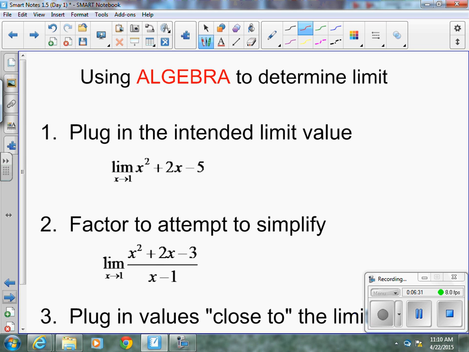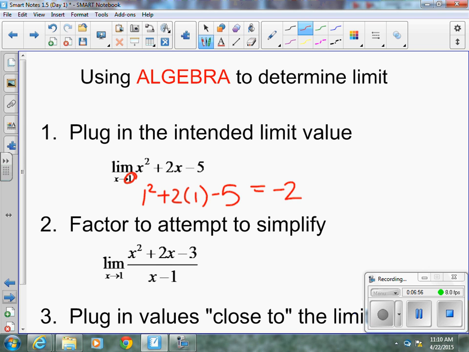Here are some steps to help you with the limit, and we'll talk more about these in class. The first step for finding a limit is to plug in the intended limit value. So if we're approaching 1, try plugging 1 in. If you don't get division by 0 or a negative in a radical or something strange, then you're going to get the limit. 1 plus 2 minus 5 is -2.